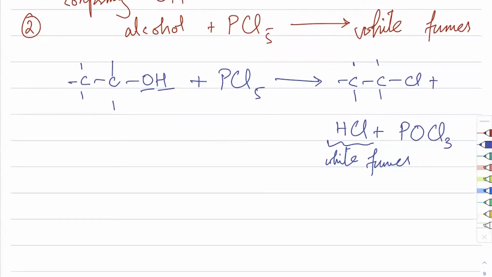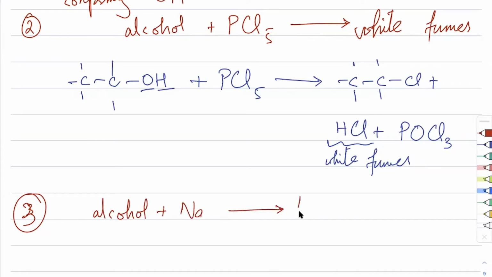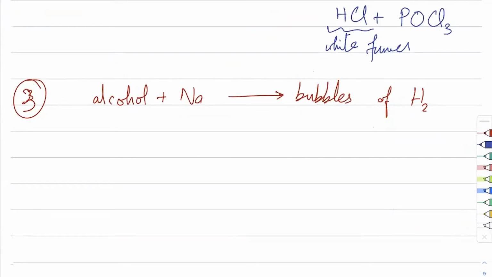Another way of confirming whether you have OH or not is you react it with sodium. Why? Because alcohols can act as weak acids. So alcohol plus sodium or even potassium will give us bubbles of hydrogen gas. Why? Because these alcohols, especially the small ones like ethanol and methanol, are weak acids. So they can react with sodium as an acid, giving H positive away.